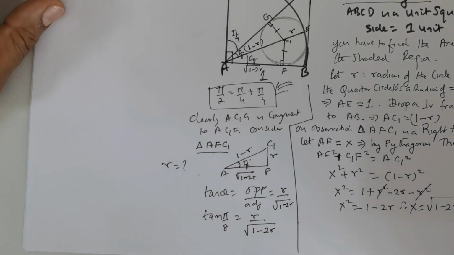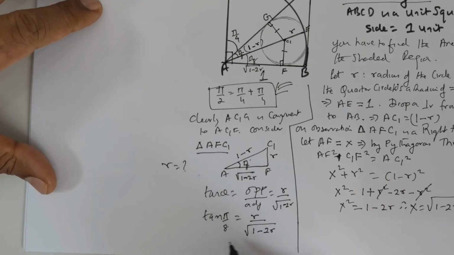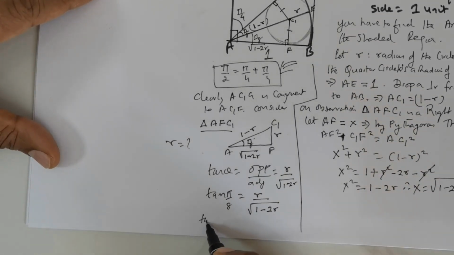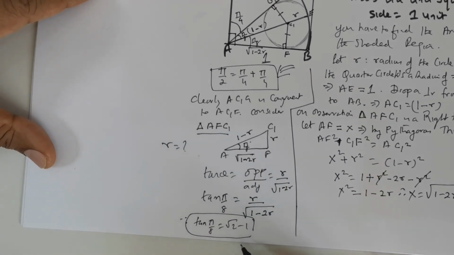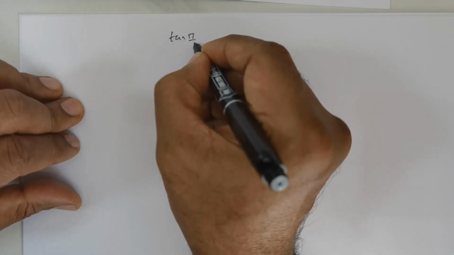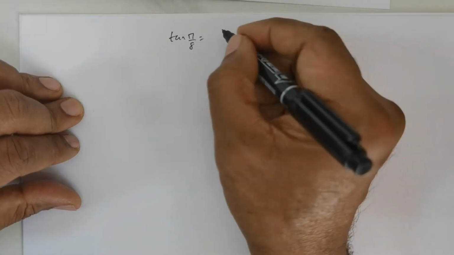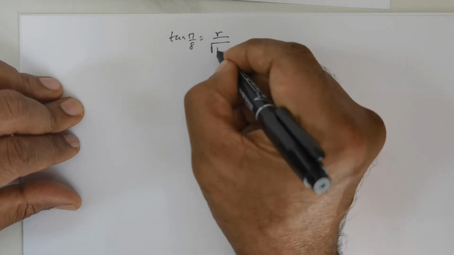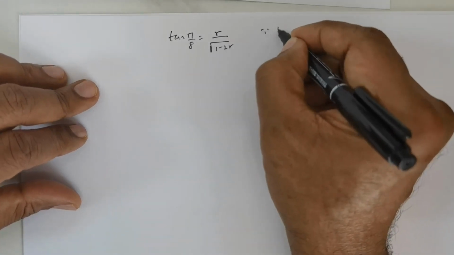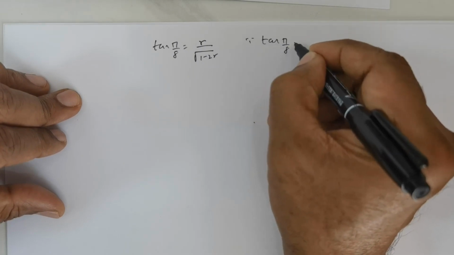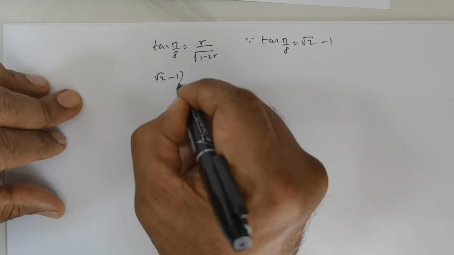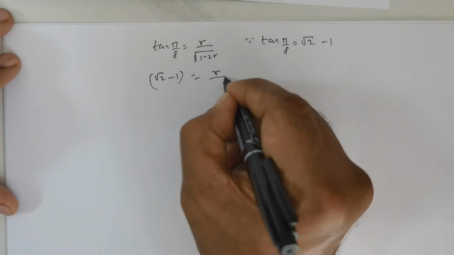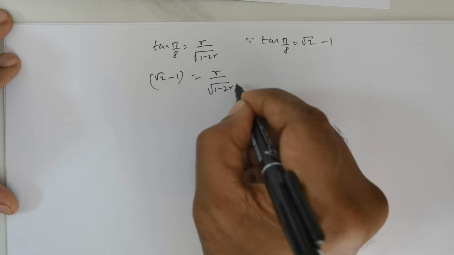So let me do that. So we need to simplify this. Now we know that tan pi over 8 is root of 2 - 1. Now this is the all important value that we will be utilizing. We have got tan pi over 8 is equal to R over root of 1 - 2R, and as I mentioned to you, tan pi over 8 is equal to root of 2 - 1. You substitute that, you get root of 2 - 1 is equal to R over root of 1 - 2R. This is what you got.